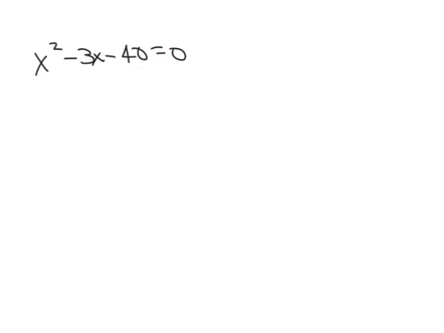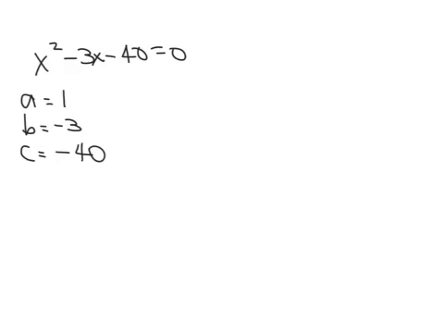Okay, this is the first example. What we're going to do is we're going to assign A, B, and C. Remember our quadratic formula, we have an A, B, and a C. Our A is here, our B is here, and our C is there. Okay, so our A is 1, our B is -3, and our C is -40.